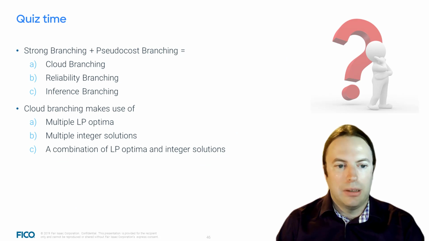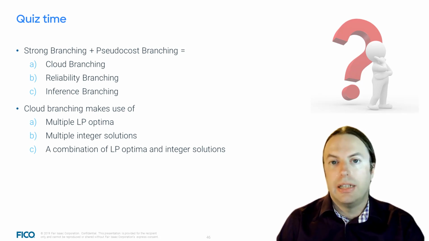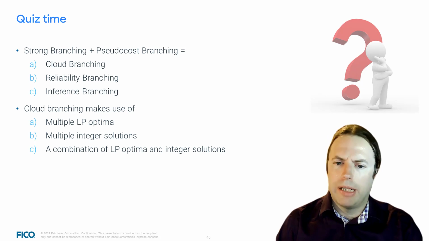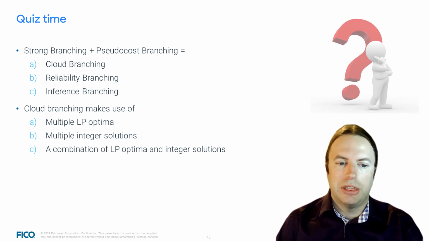Let's continue with our second quiz. First question: strong branching plus pseudo-cost branching equals A, cloud branching, B, reliability branching, or C, inference branching. Second question: cloud branching makes use of A, multiple LP optima, or B, multiple integer solutions, or C, a combination of LP optima and integer solutions. Do you know the answers? Take a little time, and then we show the solutions.